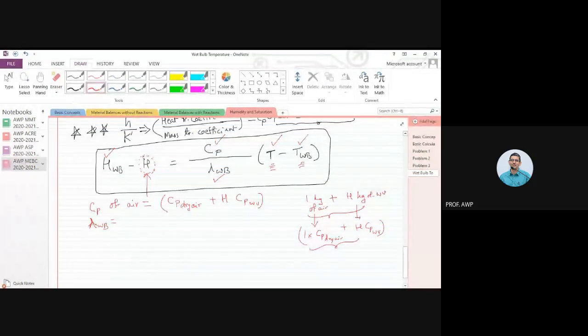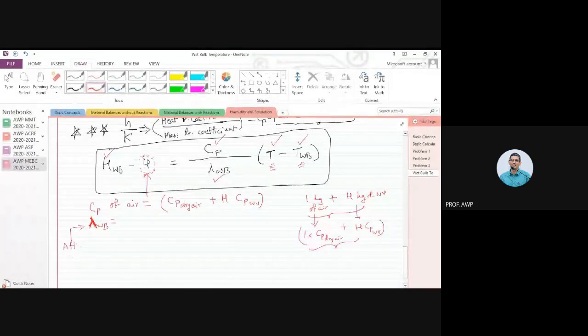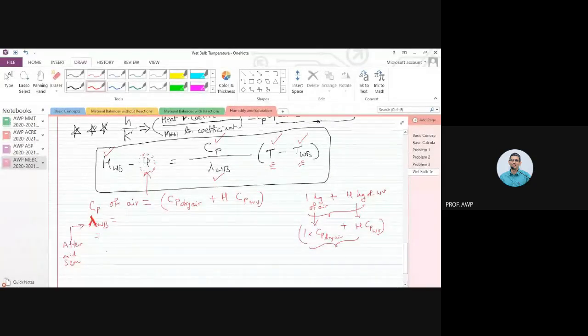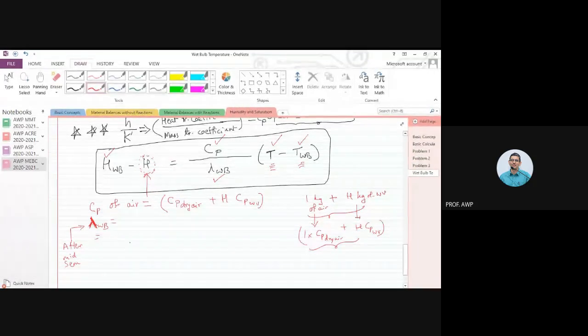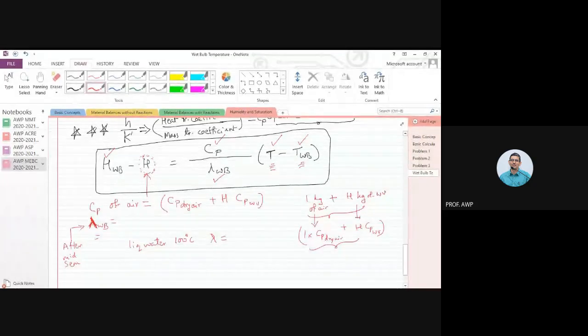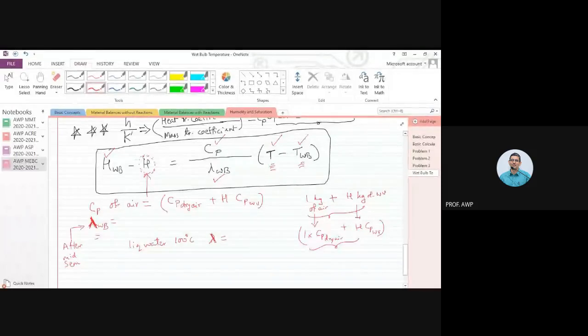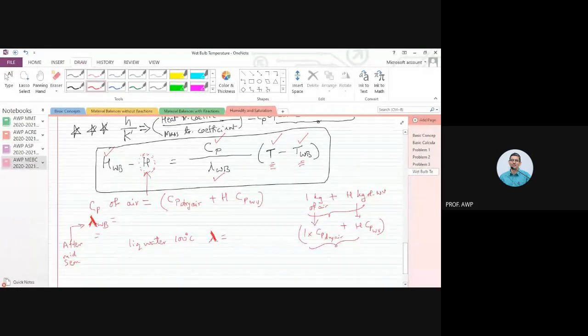This lambda wet bulb, we will derive an expression for this lambda wet bulb after mid-sem. But right now I will just give you the value of lambda wet bulb. So if you take liquid water which is at 100 degrees centigrade, what is the value of lambda? Anybody knows? Latent heat of vaporization of water at 100 degrees centigrade.